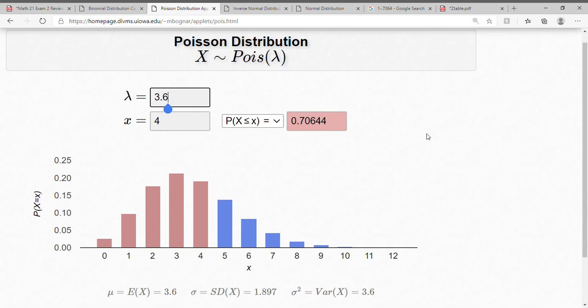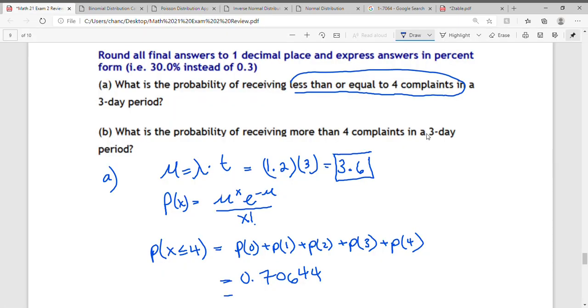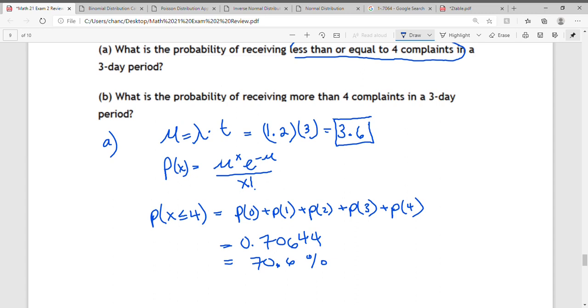X is 4, and we want to make sure this is the less than or equal symbol. So we have our solution is 0.70644, and this as a percent is 70.6%. Again, if you want to practice doing this by hand, plug it into the formula 5 times with each different x value, and you should get close to this answer. Remember, doing it by hand is going to be slightly different because you're rounding each time.